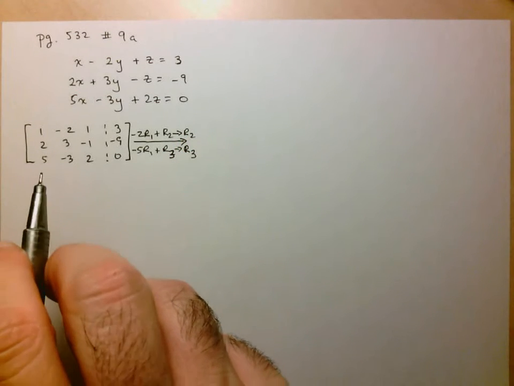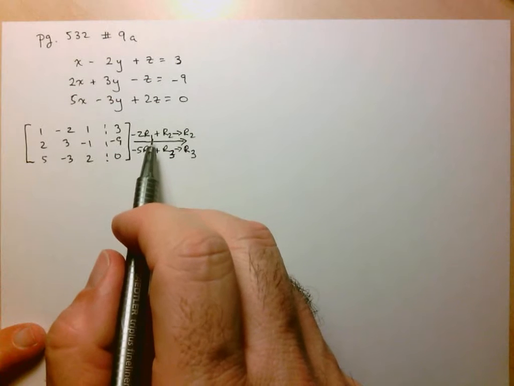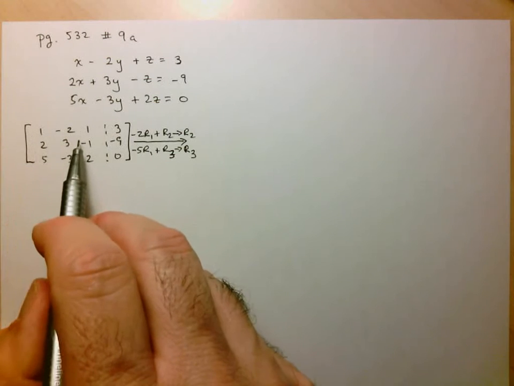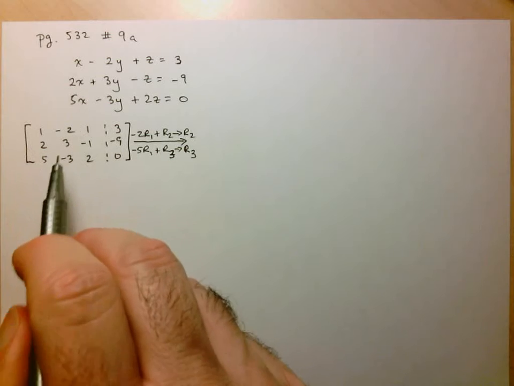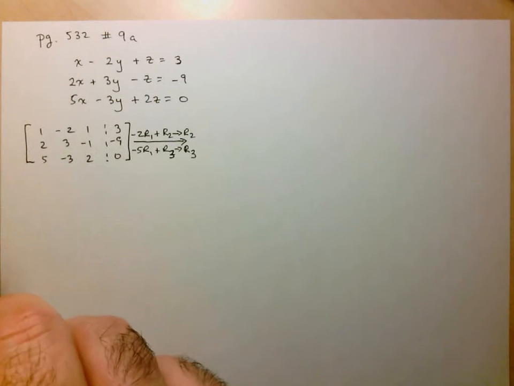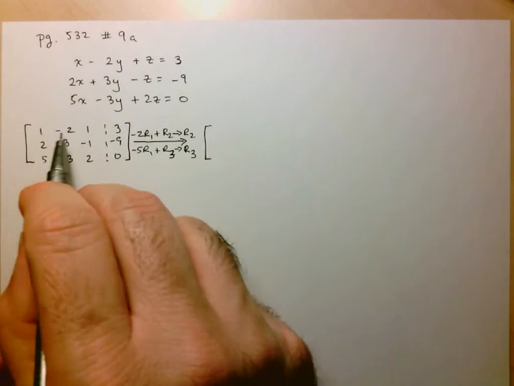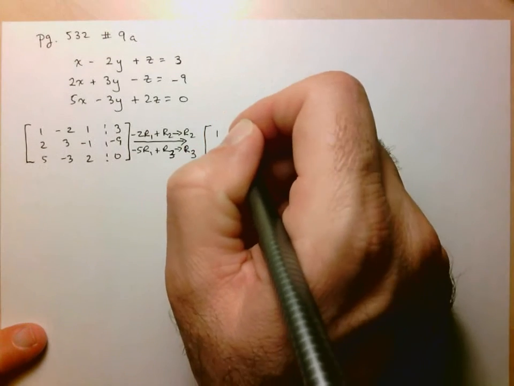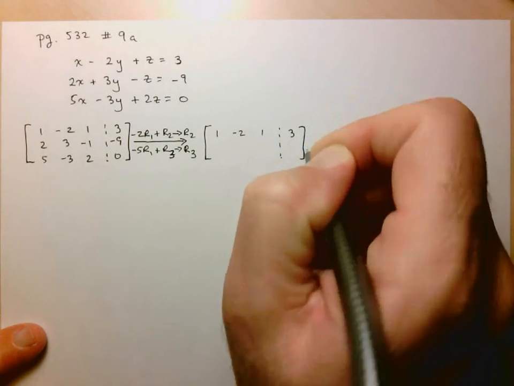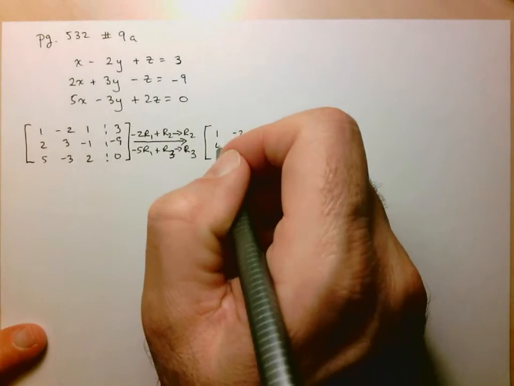Keep in mind the only reason I'm allowed to do these two operations in one step is because I'm not actually changing row 1, and that's what I'm using to change each of the other two rows. I can't change R2 and then use R2 at the same time to change R3. So let's do this. Row 1 is not going to change at all: 1, -2, 1, 3.